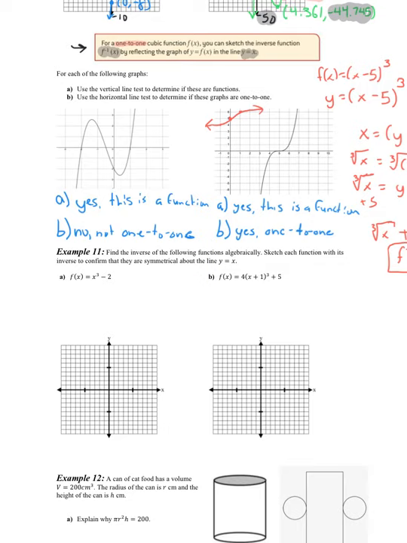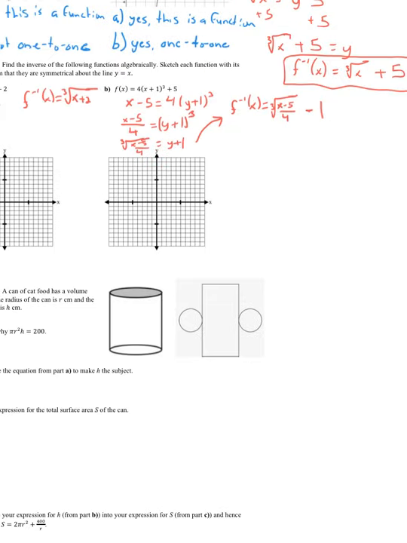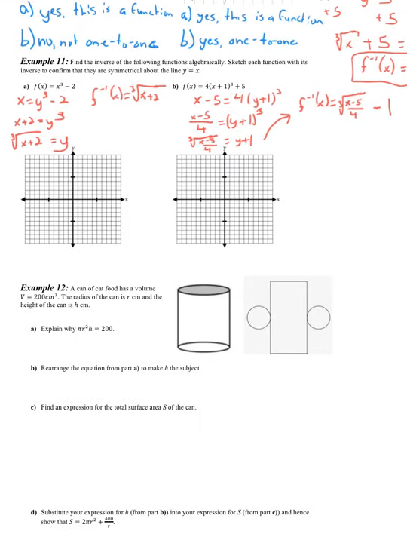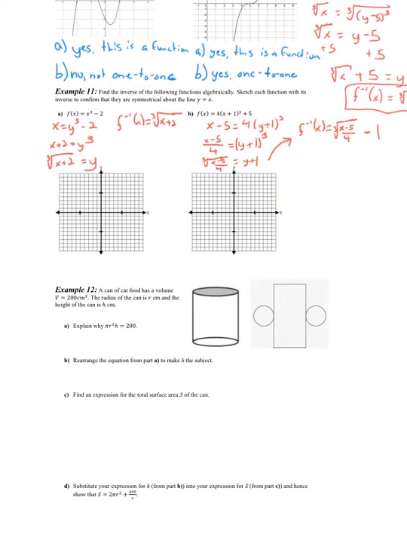What I want you to do is first find the inverses, and then go to either Desmos or your graphing calculator and sketch both the original and the inverse. For these two graphs, I went ahead and showed you algebraically. I skipped some steps on part B just because I was out of space. But the first one is going to be the cube root of x plus 2. This time, the plus 2 is inside the radical. That's the big difference between inside and outside the radical.